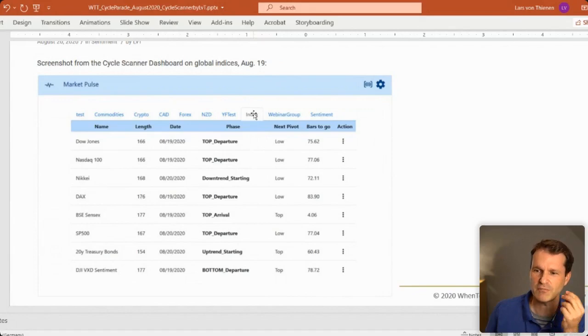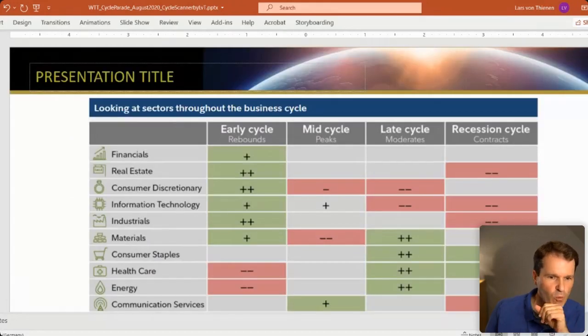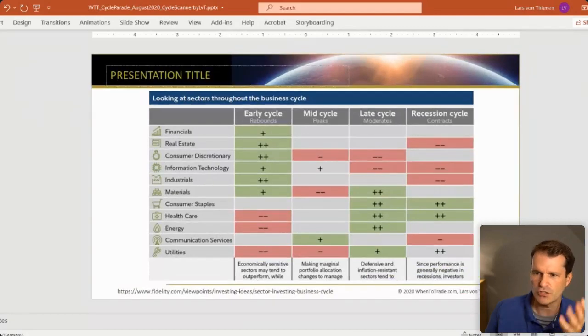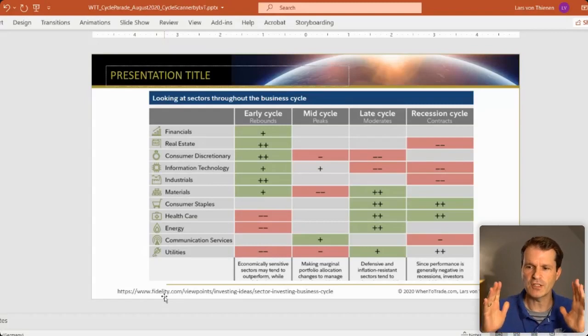But okay, let's now get back to the question of how to use this information for trading. I will share one research finding, which is also not from me, so I will bring in other knowledge in this session. This is from Fidelity. They have written an article about business cycles, I think last year, so it's not too old. They analyzed, I think, 50 years of history.